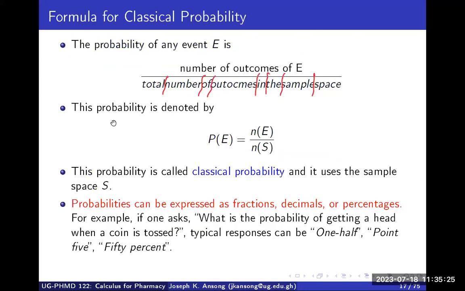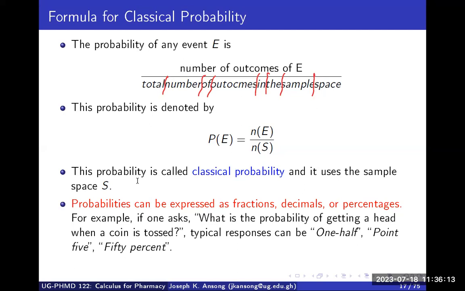How do you actually compute the probability of an event under classical probability? If you can get the number of outcomes of the event E, then you divide by the total number of outcomes in the sample space. So get the sample space, get the number of outcomes in the event, and the ratio of these will give you the probability. Classical probability basically uses the sample spaces to give you the probabilities.